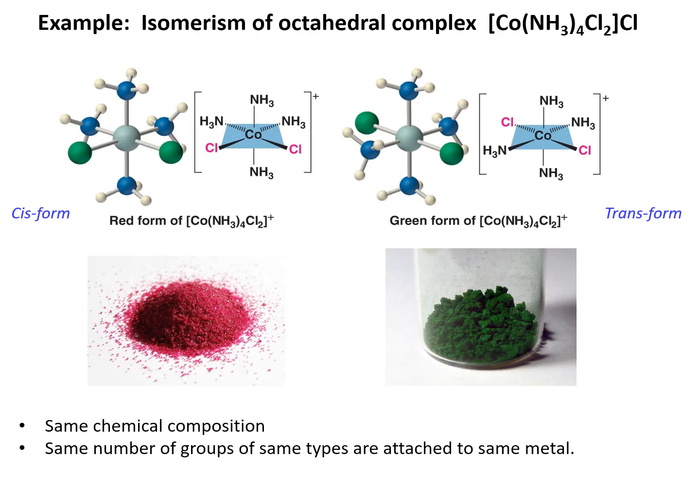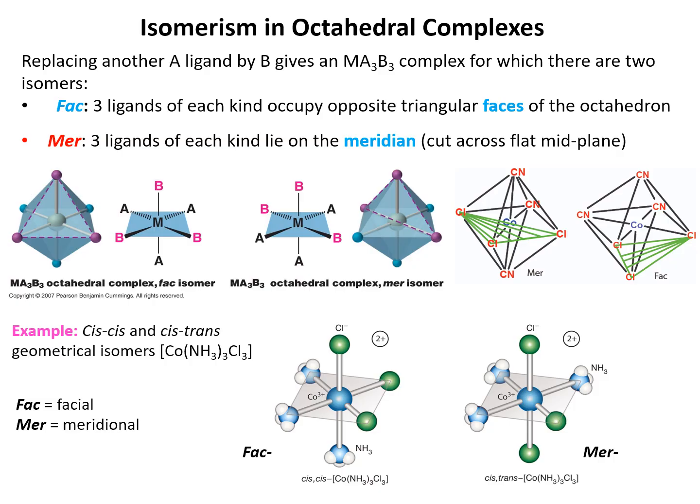In the cis form, the two fluoride ligands are adjacent to each other. Here you can see the two fluorides are adjacent. In the trans form, they are in opposite directions. Both have the same composition but different spatial arrangements, and their colors are also different, violet in one and green in the other. So we can understand how important the position of the ligands is in coordination chemistry.